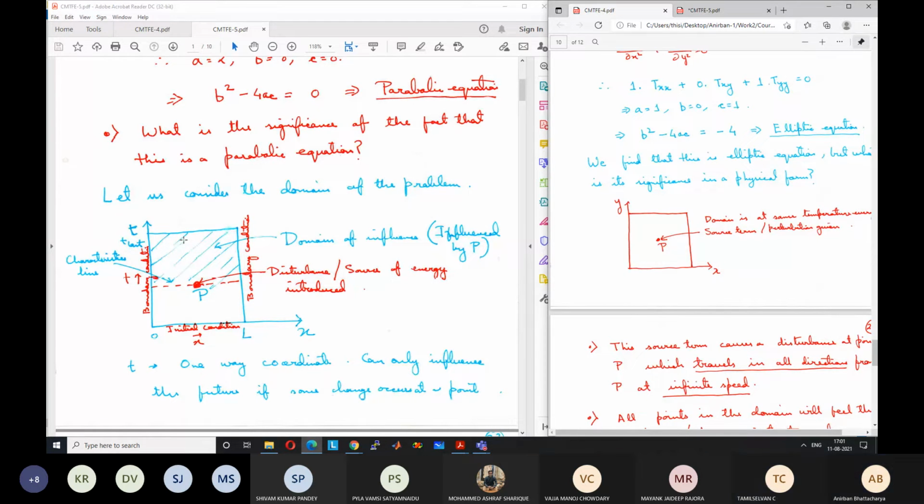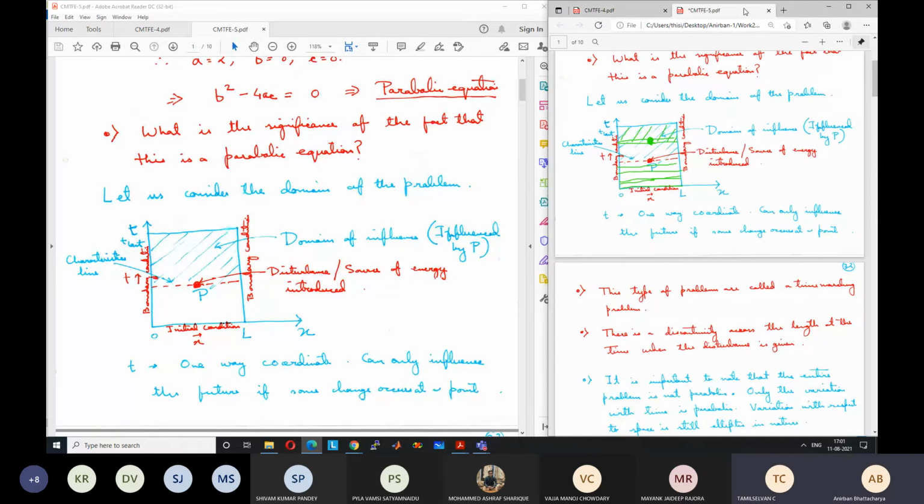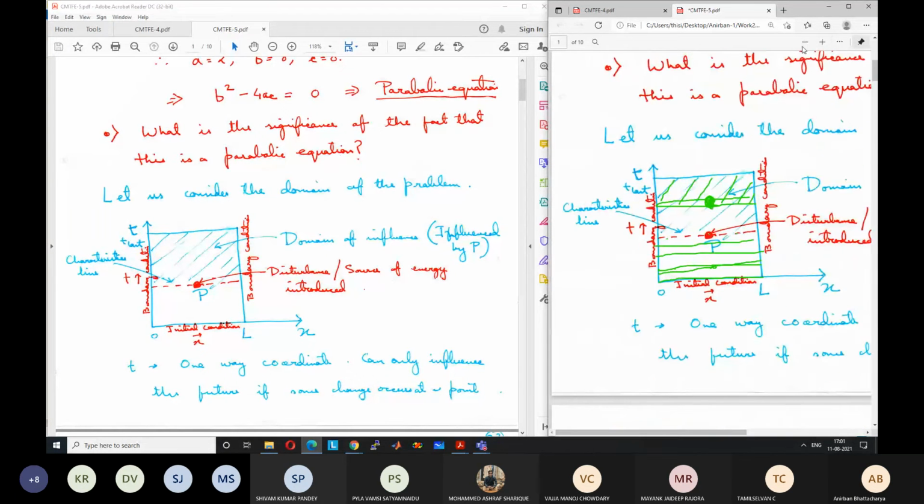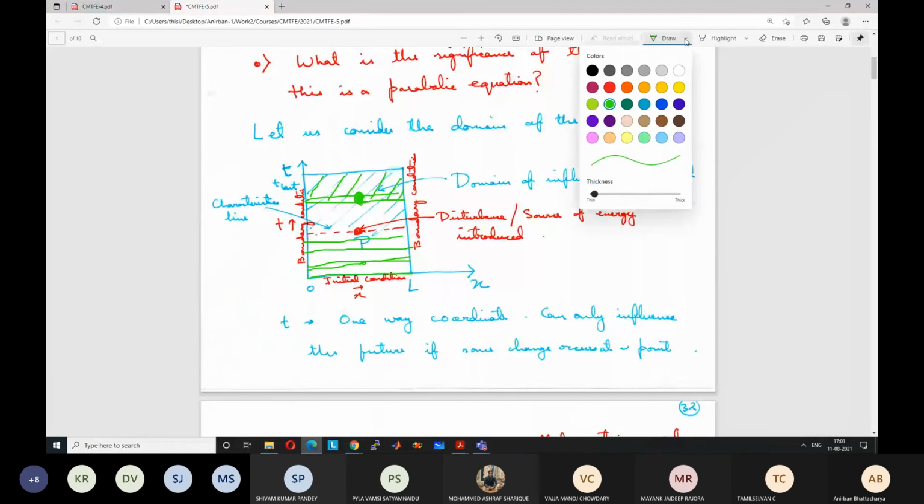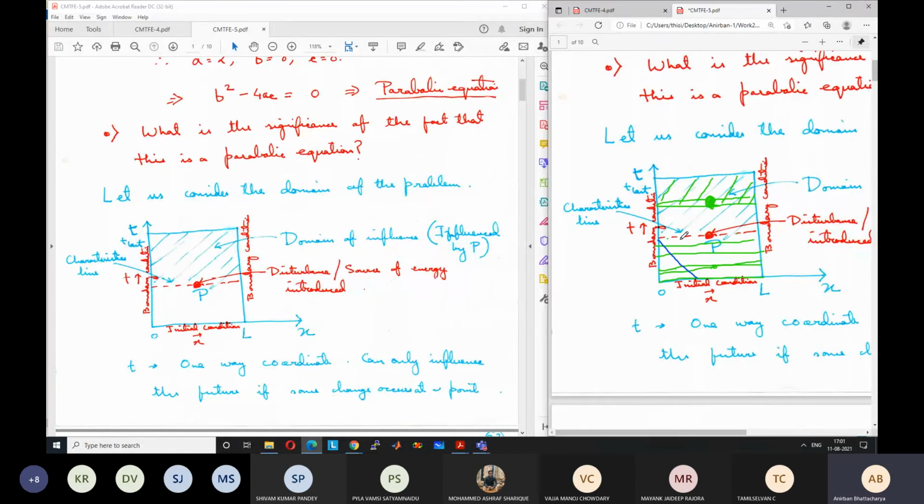No, sir. It cannot, right? Because it's in the future. So what are the locations which can influence the value of P? The locations below P, correct. So all the locations up to this location, this entire region, can influence the value at P.